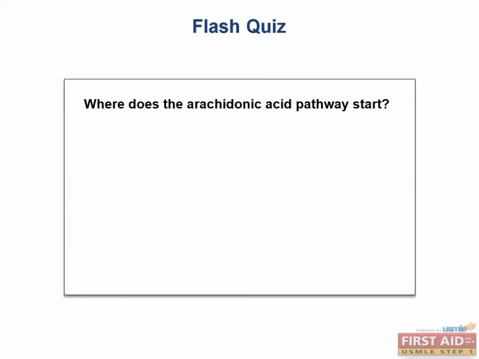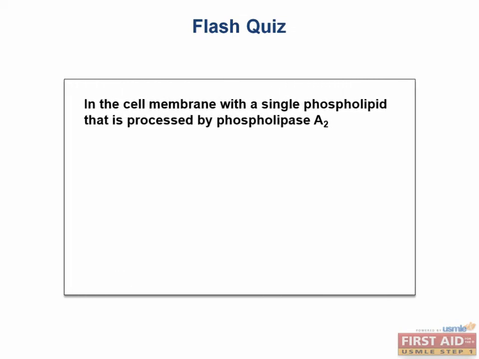Let's have a quick flash quiz. Where does the arachidonic acid pathway start? In the cell membrane, with a single phospholipid that is processed by phospholipase A2. Good job.